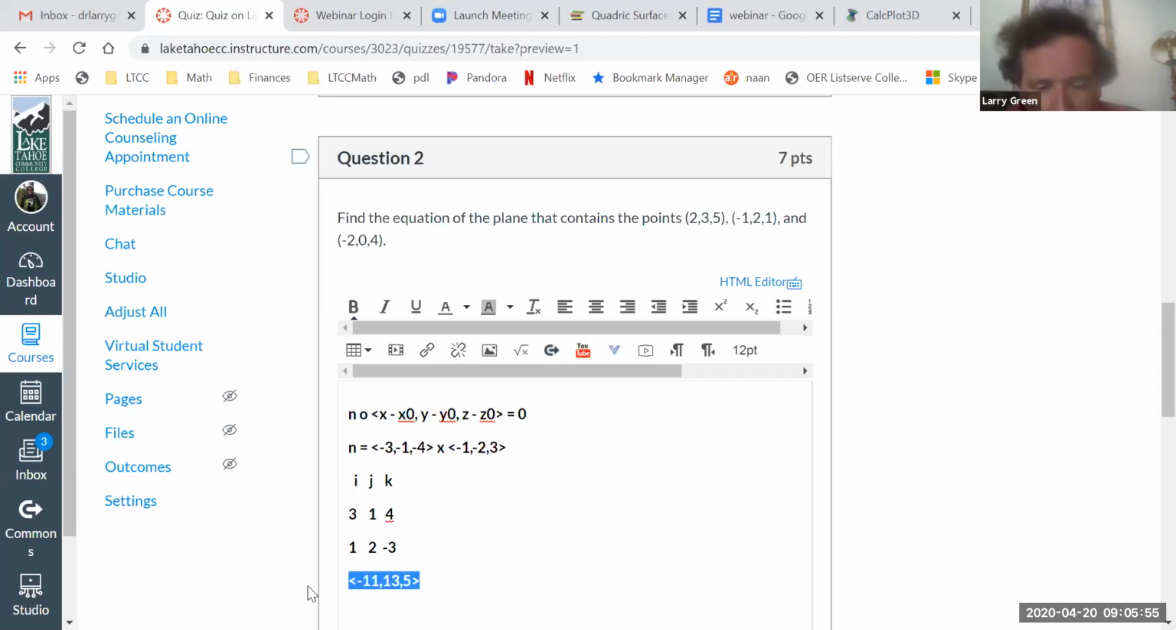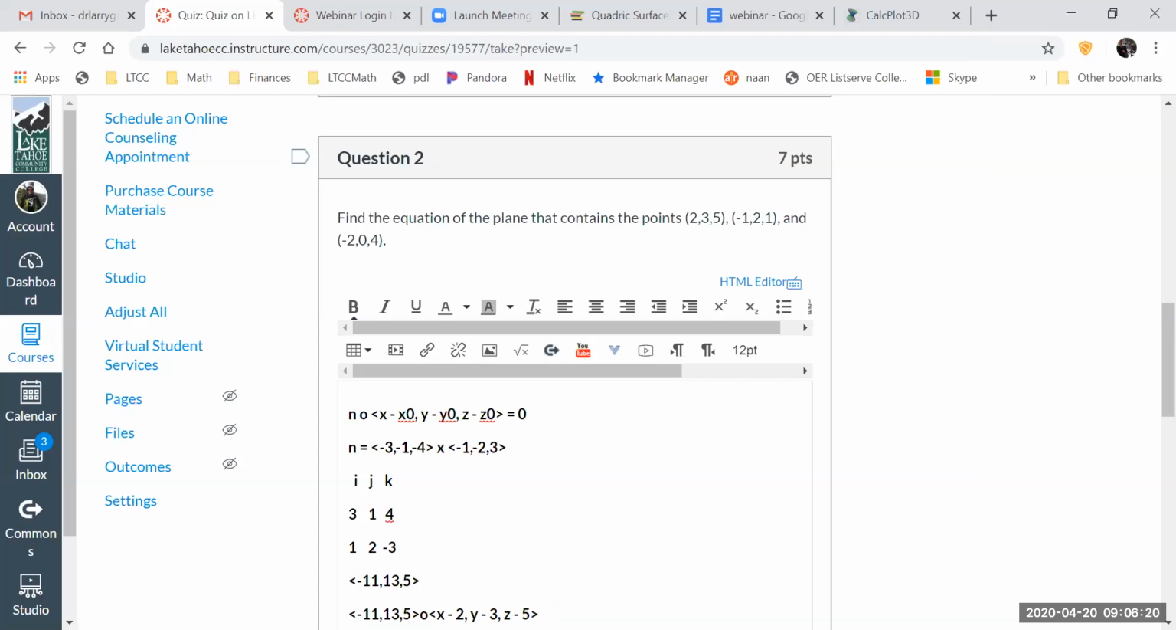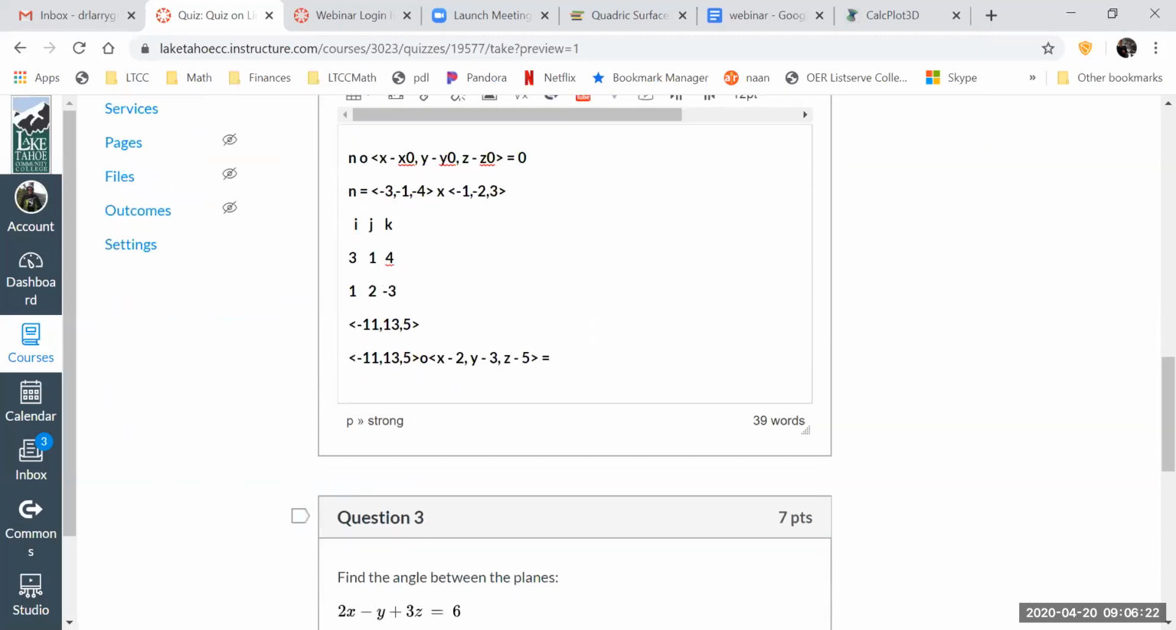Okay, now we just put it together. What we're going to do is take n and dot it with (x minus x naught, y minus y naught, z minus z naught), which is (x minus 2, y minus 3, z minus 5), equals 0.